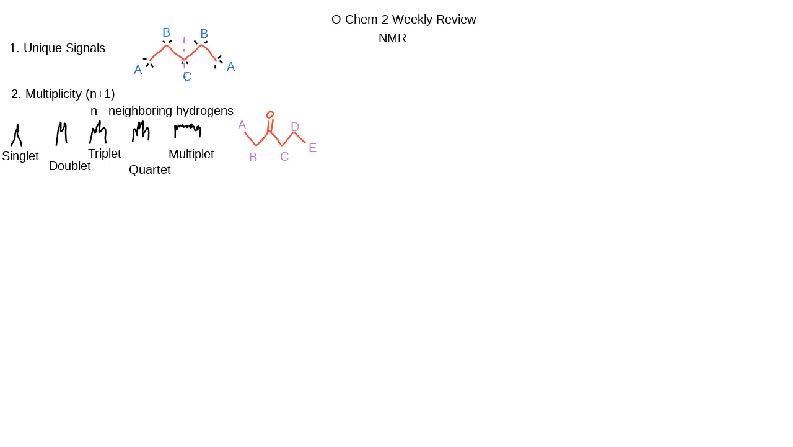Okay, and I will write that in a different color. So A is triplet. So B's neighbor is A. So they're neighboring each other. There's no hydrogens here, so there's no neighboring hydrogens here. So we can't really count anything right here. So A has 3 hydrogens, so 3 plus 1 is 4. B's multiplicity is a quartet.